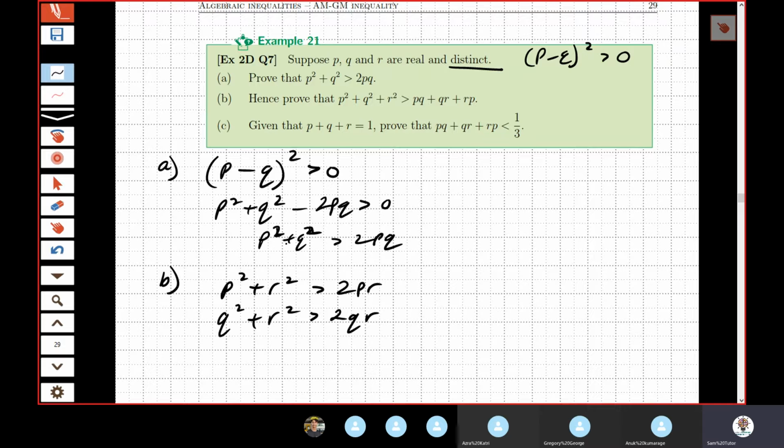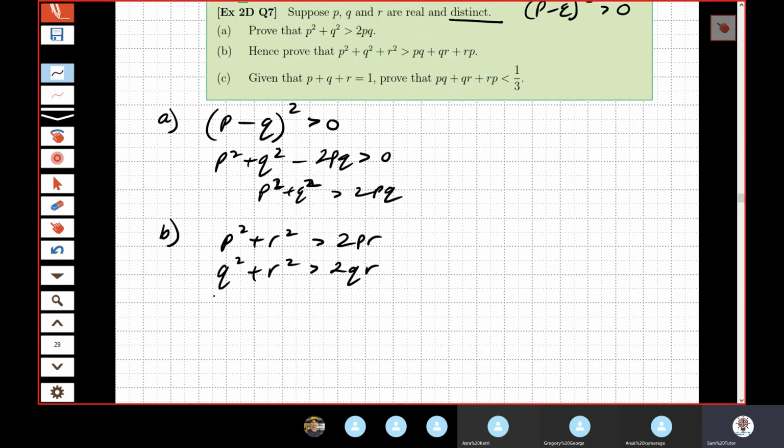So when you're going to have now 3 of these, P squared plus Q squared plus R squared, you understand you first start off with that. Then you rewrite the similar results for your other letters. Then, because you can see they're all added, you add everything. So you go: P squared plus Q squared plus P squared plus R squared plus Q squared plus R squared must be bigger than 2PQ plus 2PR plus 2QR. Your left-hand side must be bigger than your right-hand side.